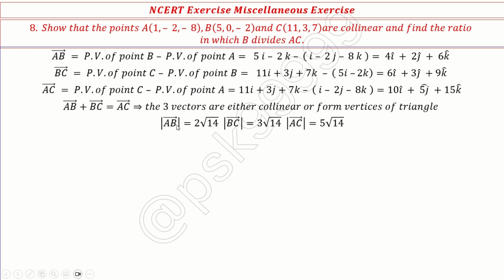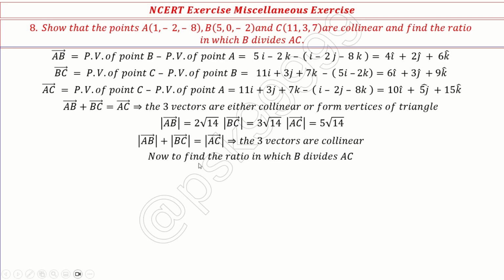The magnitude of AB equals 2 square root of 14. The magnitude of BC is 3 square root of 14. The magnitude of AC is 5 square root of 14. If you sum up, they are equal, so these three vectors are collinear. Otherwise, the triangle rule says that the sum of two sides is always greater than the third side, but they are equal here, which means they are collinear. They are not a triangle.